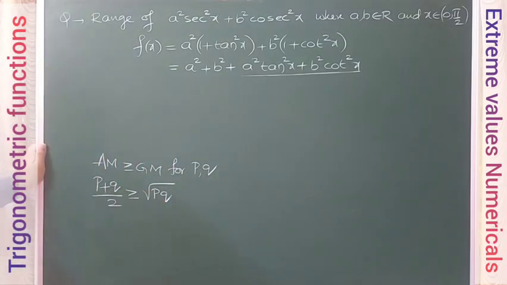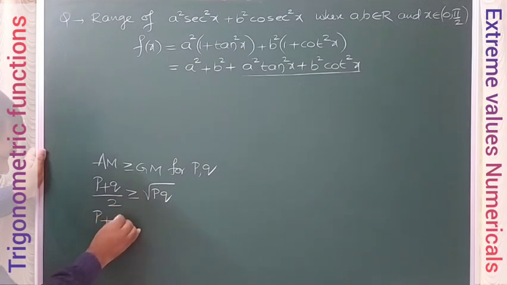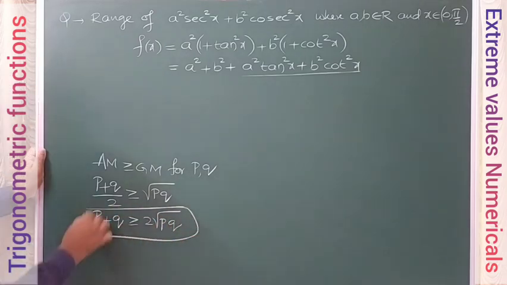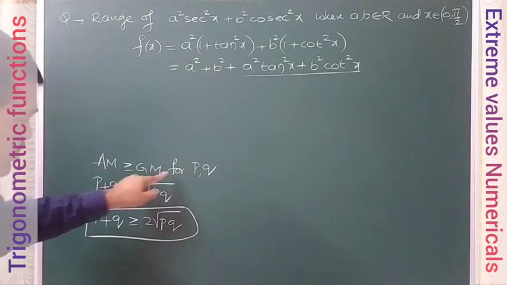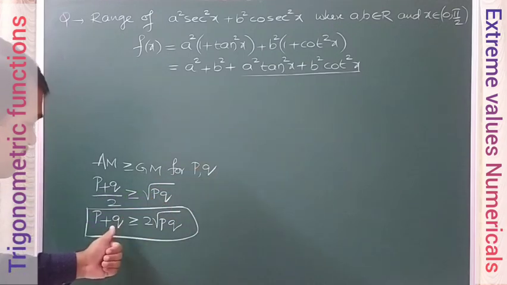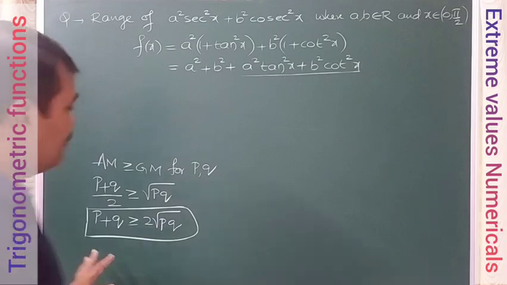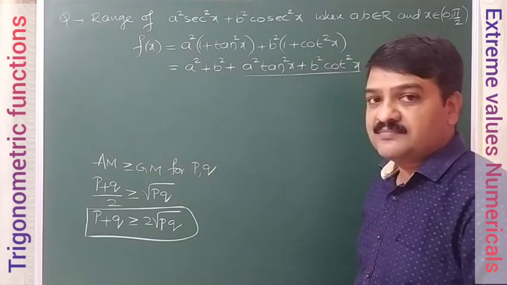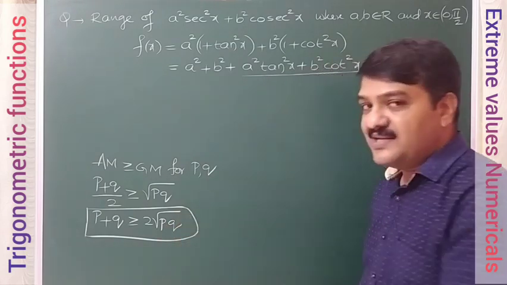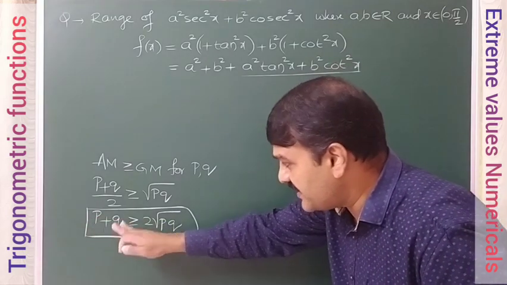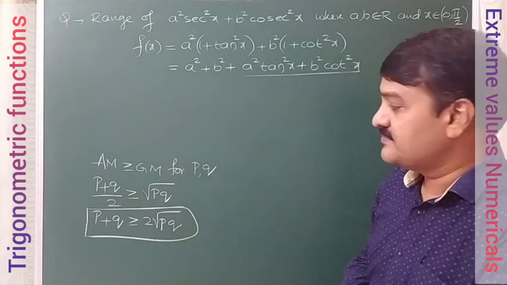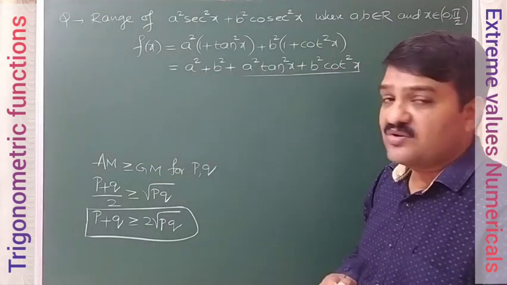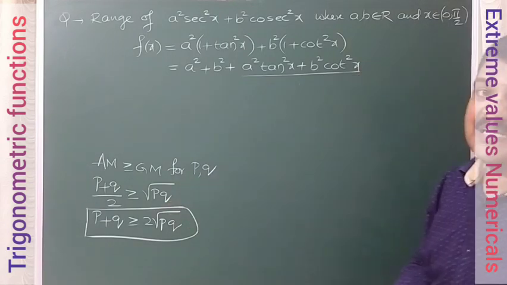So if you cross multiply by 2, we will get p plus q greater than or equal to 2 into root pq. So using AM greater than or equal to GM for any two numbers p comma q, we will get like this. Whenever you have reciprocal functions, for example, if p comma q are reciprocal to each other, this p into q will be cancelled. So directly you will get p plus q greater than or equal to some number. Whenever you have reciprocal functions like this, using AM greater than or equal to GM, you will directly get the extreme value.